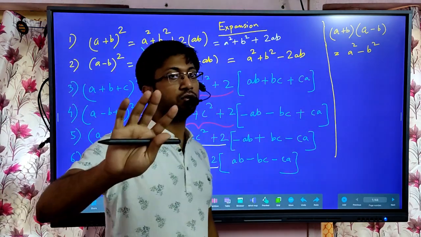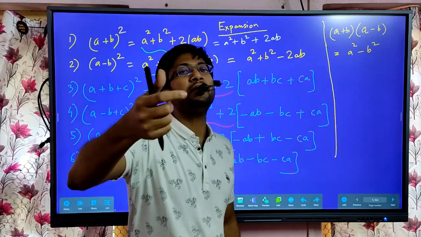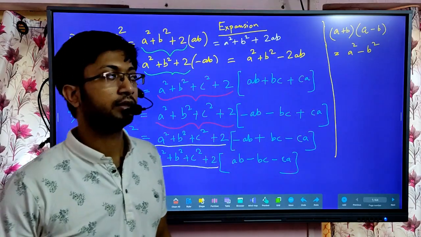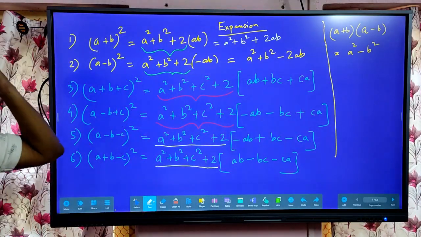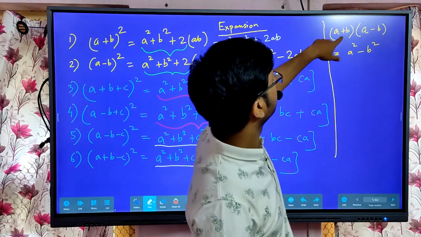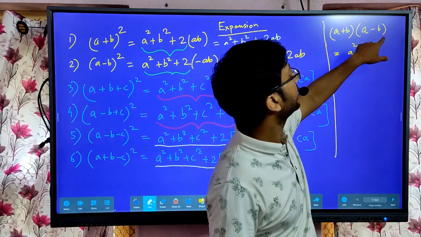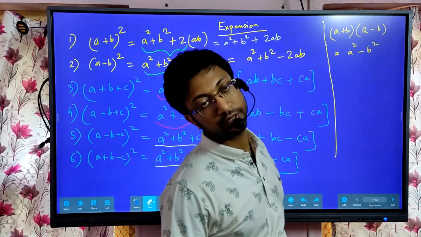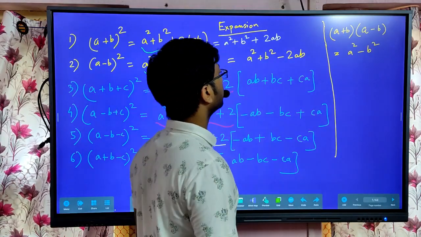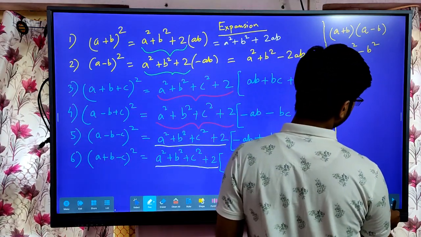In class 9 also you have factorization, but it will be a little bit more difficult than class 8, but the concept is same. Okay, so this is the formula, that is A plus B into A minus B. It will be A square minus B square. Okay, so let's move to the next.